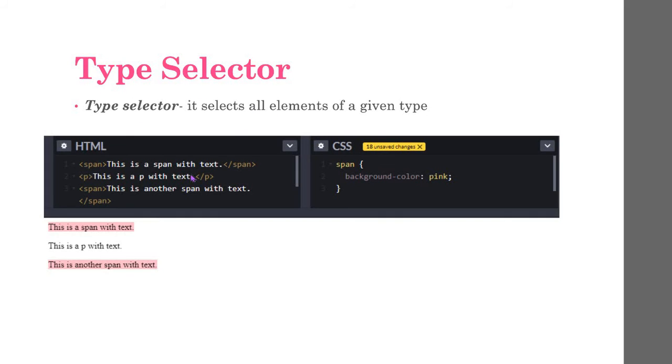So we will just put the name of the element in our CSS file, and then the declaration that we have will be applied to all of those elements. Okay, so for example, if we have a lot of paragraphs and we want all of them to have the same style, we can of course use this type selector.